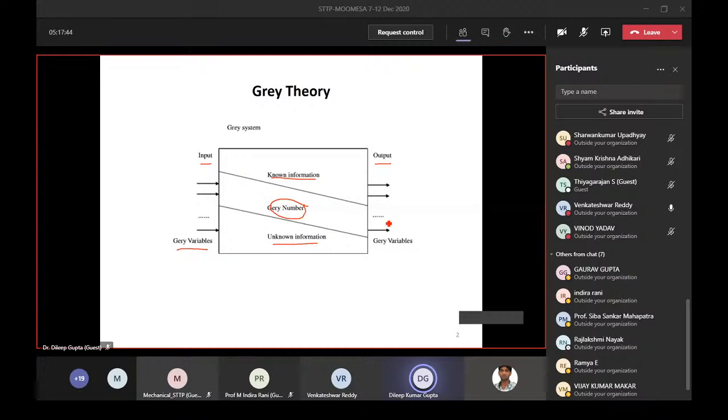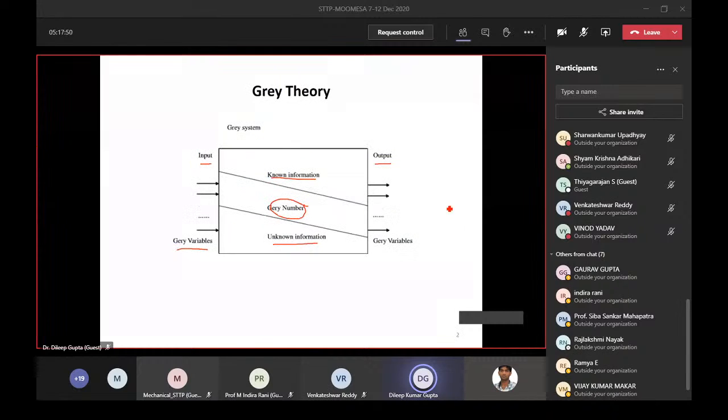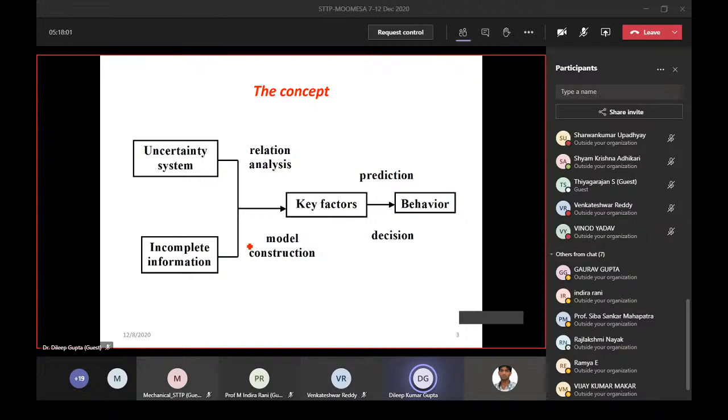Some gray numbers are there, and finally we will get some output along with the gray variables. So we'll try to get the relation between these gray variables along with the input and output. Here the concept is that some uncertain systems and incomplete information are there. We'll find out the relation with the analysis and build a model of the system. We'll identify the key parameters finally and predict the behavior of the data for decision making. This is the basic concept of gray relation.